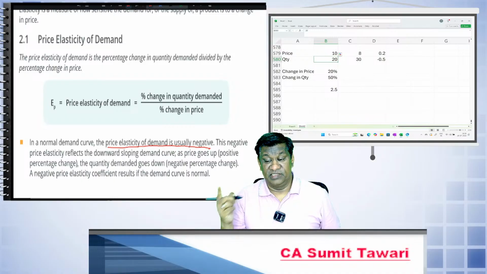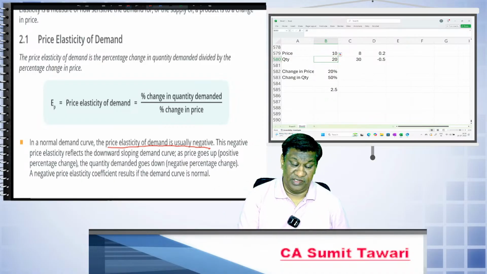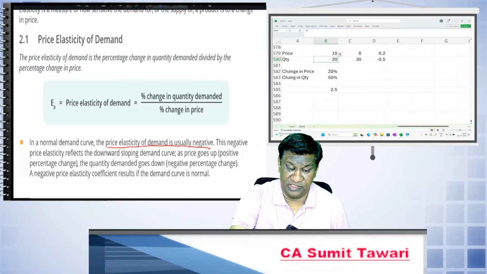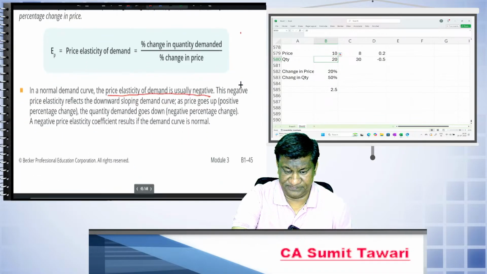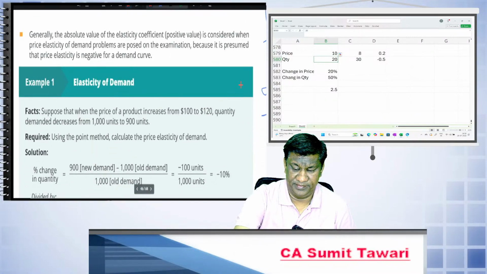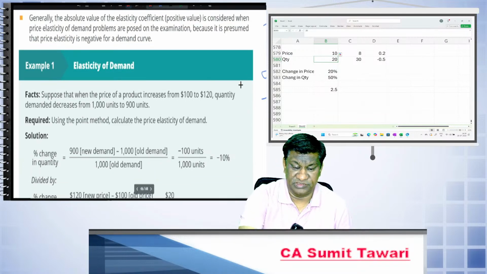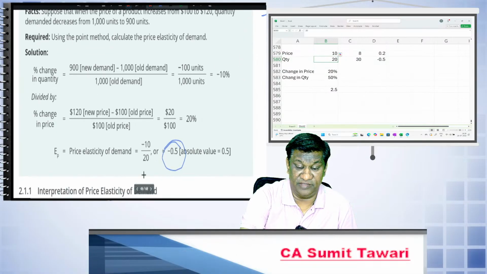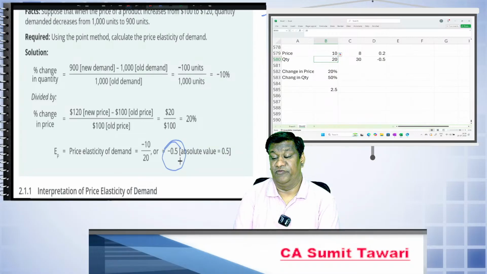Because of that reason, price elasticity of demand is generally negative. Okay, but in case of supply, it is positive. Okay, the negative price elasticity reflects the downward sloping demand curve. As price goes up, the percentage quantity demanded goes down. So a negative price coefficient results in a normal demand curve. So this is basically the new demand and old demand, which we already considered. So if there is a negative price elasticity of demand, then we need to consider this as a normal good. Okay.